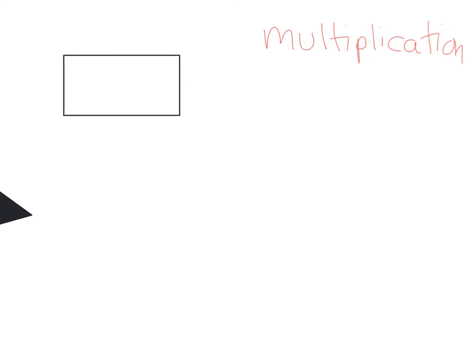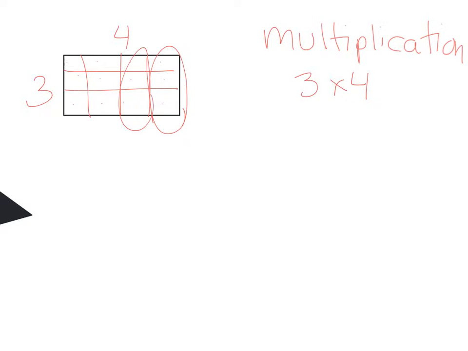When we multiply one digit by one digit, let's say 3 times 4, we can represent it as an array. So if we had 3 rows and 4 columns, so 3 times 4, we can see that that is 3 groups of 4. Or if we look this way, 4 groups of 3, which gives us 12 equal little squares.